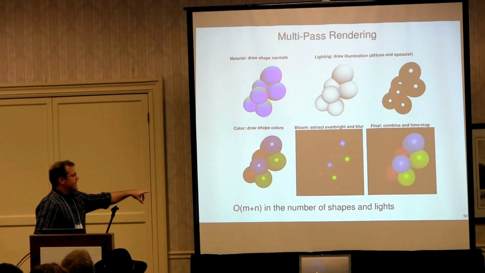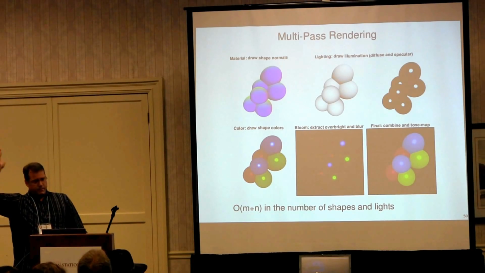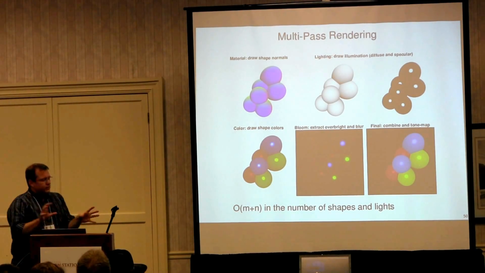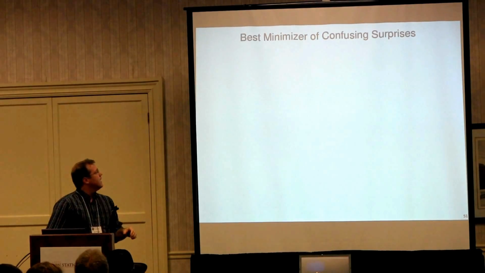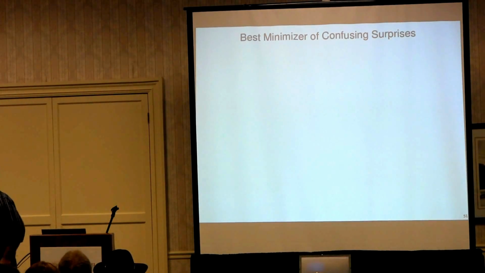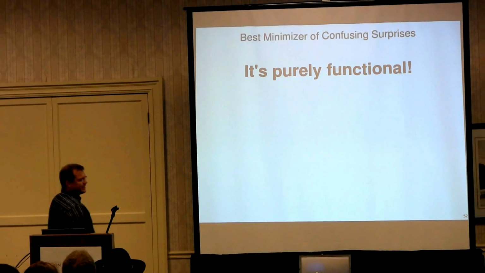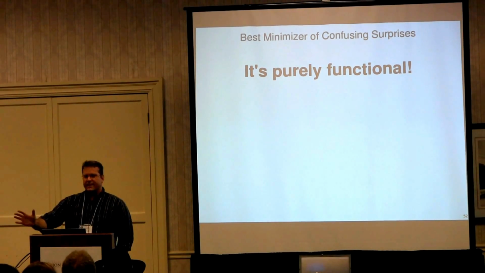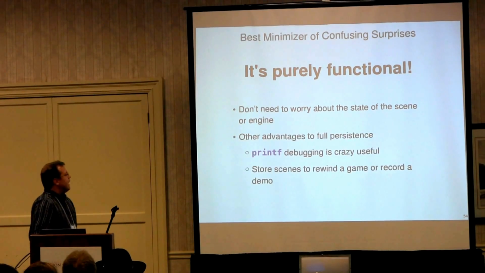This is order m plus n in the number of shapes and lights, which means that if you want to scatter lights across your entire scene just to make it really cool and moody, that's perfectly okay. No confusing surprises. But the best way to minimize confusing surprises is, well, it's purely functional, right? You never have to worry about the state of the engine or the state of the scene because they're stateless.